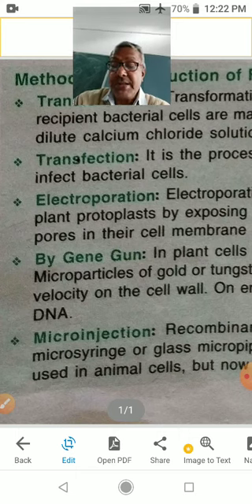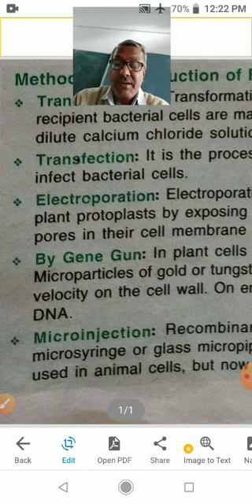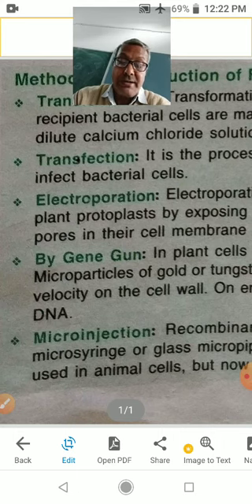In gene gun method, in plant cells, recombinant DNA is introduced by gene gun called biolistics. Microparticles of gold or tungsten coated with recombinant DNA are bombarded with high velocity on the cell wall.